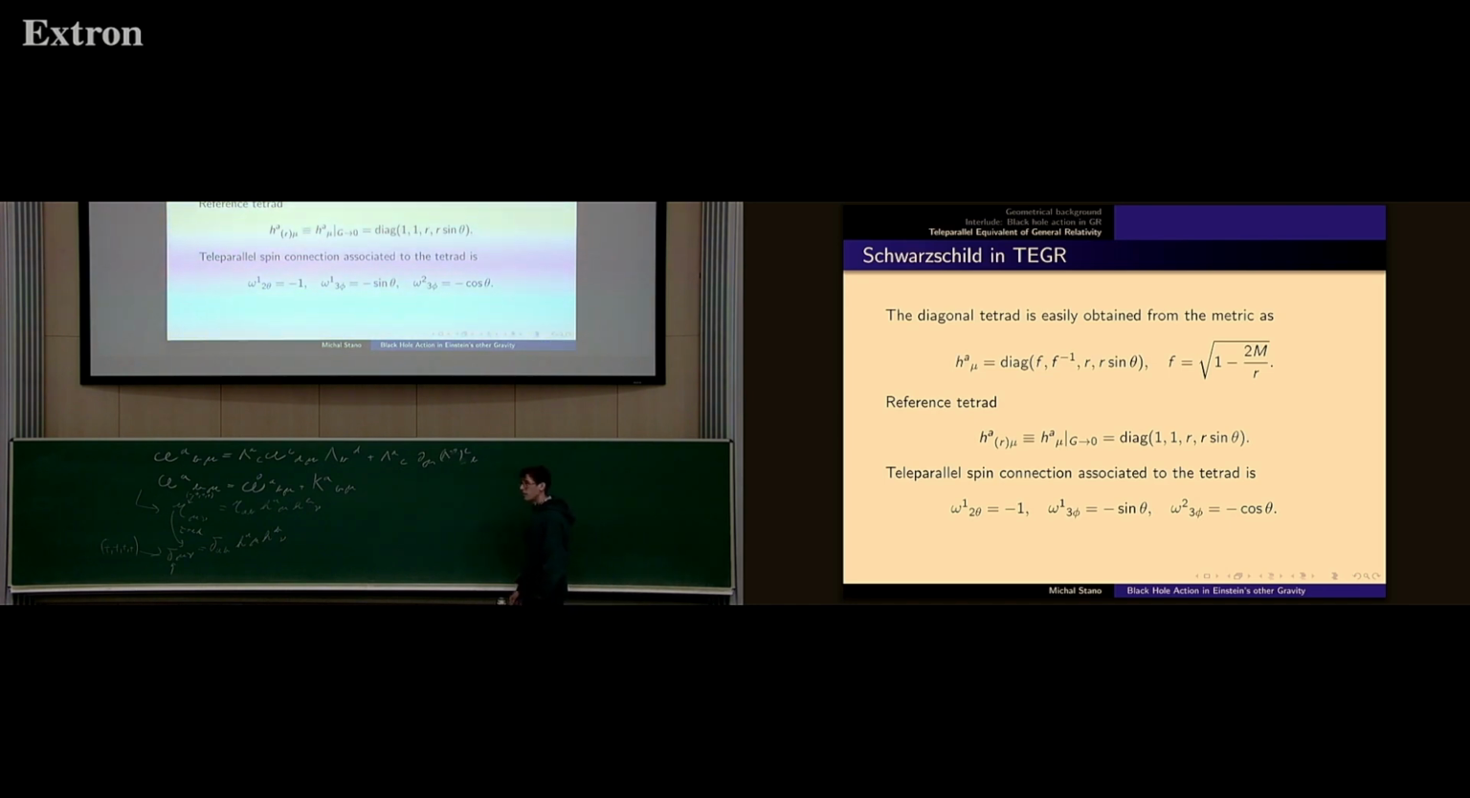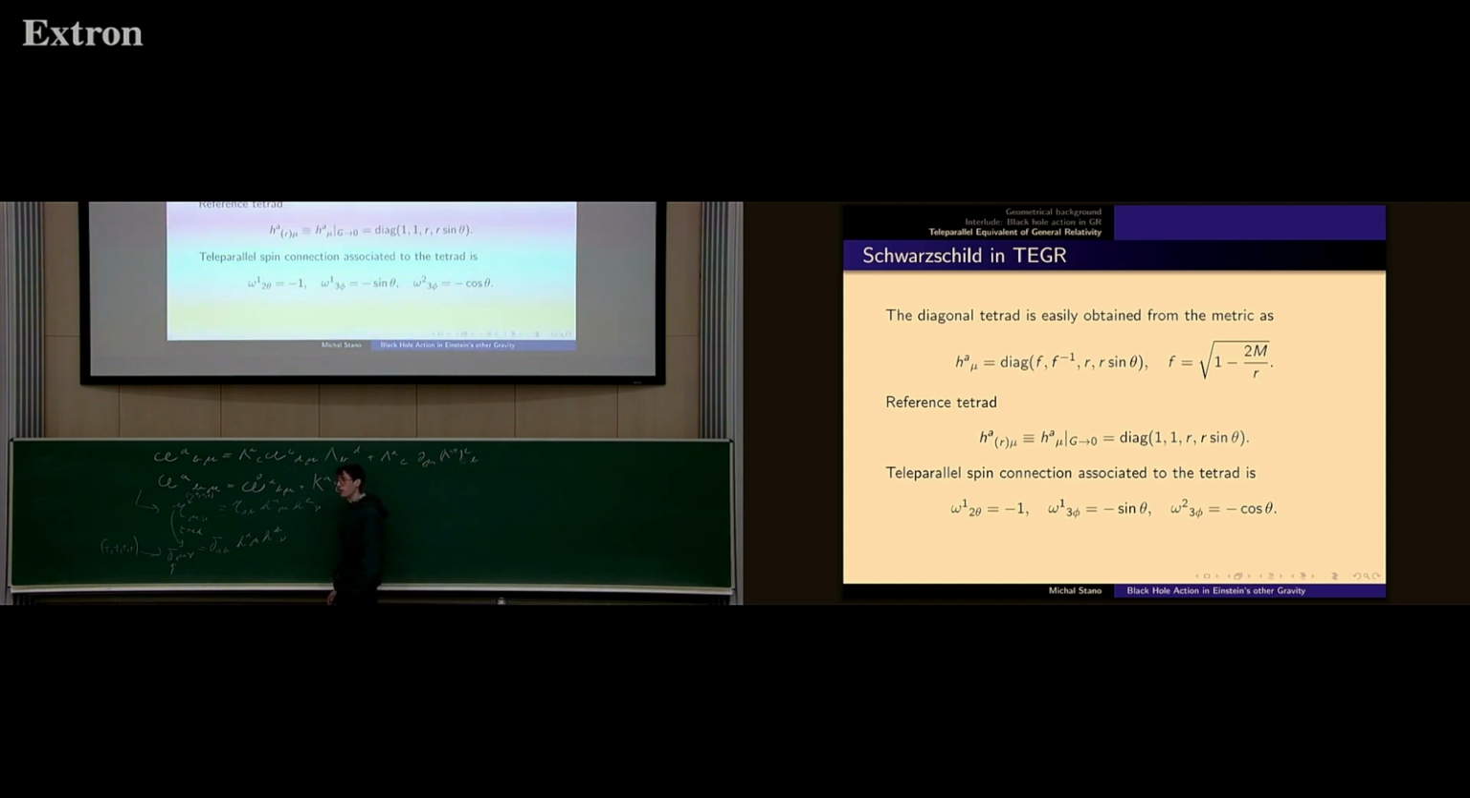Okay, so as I have already said, in the case of teleparallel gravity, we need to specify the form of the spin connection. And the way it is done is that we need to firstly specify the reference frame or the reference tetrad. And in this case, it's very easy to see that taking the limit as r goes to infinity, our diagonal frame will recover the Minkowski frame in spherical coordinates.